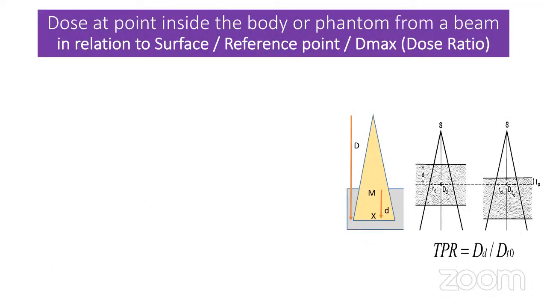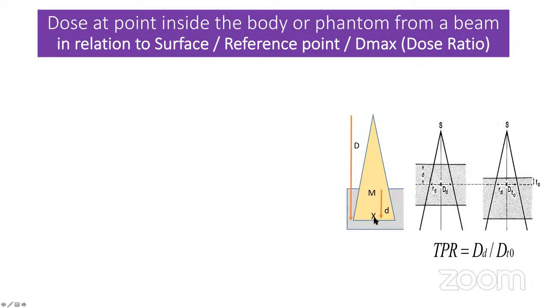So the dose, this you all should make an effort to understand and read more, because this is a 1 hour lecture, so I won't go into details of everything, but please try and read more. So the dose at a point inside the body, or it could be a phantom, from a beam in relation to the surface. The reference point could be at any specific point, or a Dmax. Basically, you are looking at the ratio of the dose at a point inside the body to the dose at the surface, a reference point, or a Dmax.